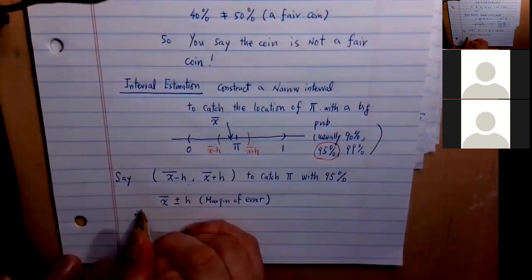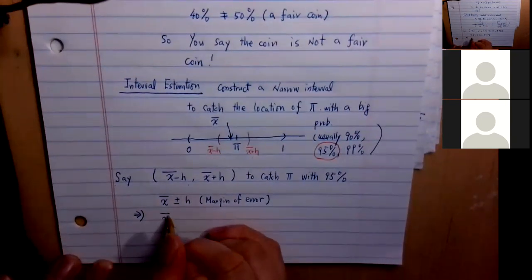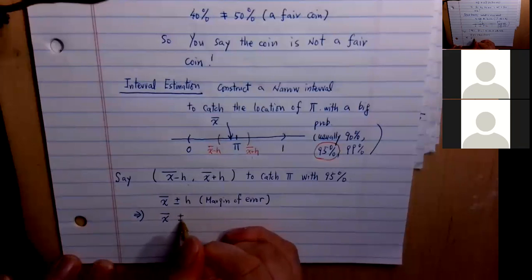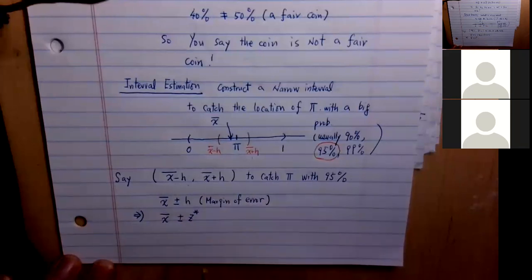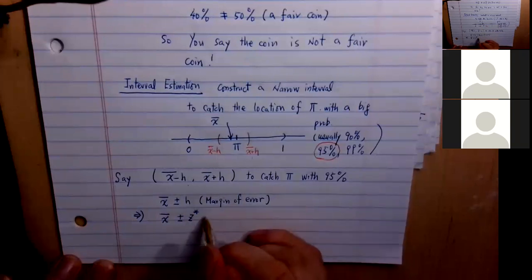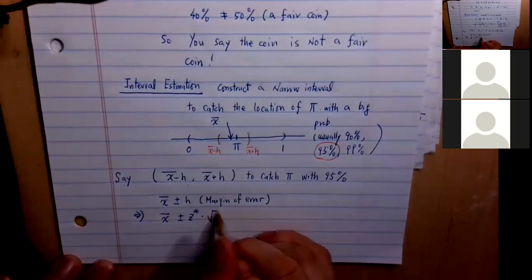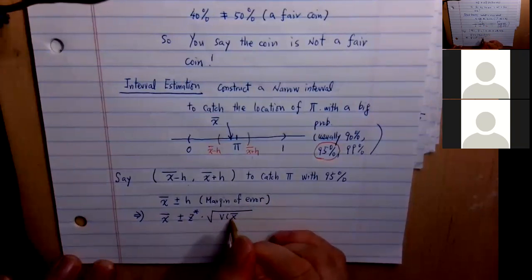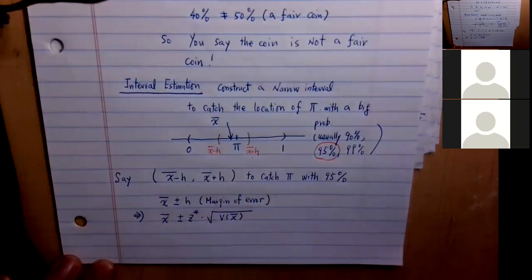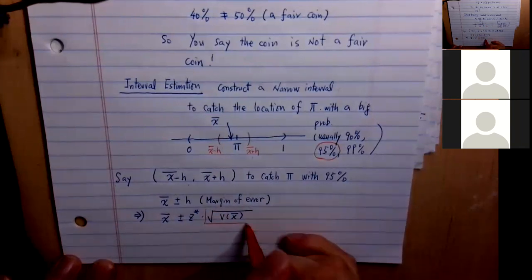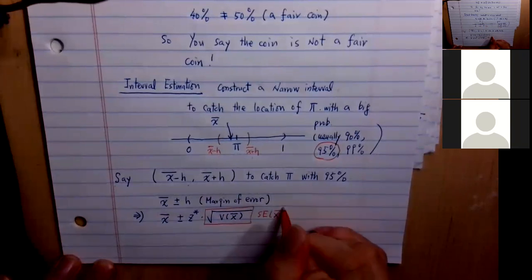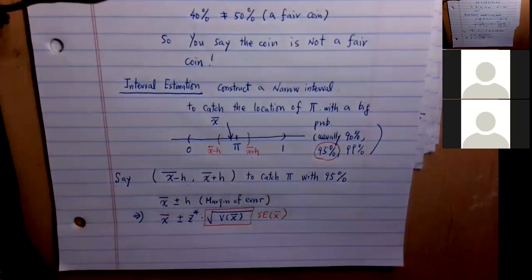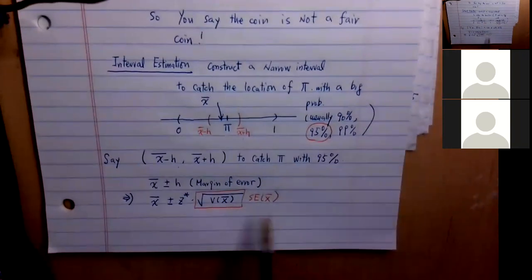Now, from the YouTube video, you see the derivation goes this way. X bar plus or minus Z star. Z star is called critical Z value. And times what? Square root of variance of X bar, okay? Or our textbook calls this SE X bar, okay? Remember, this is in the notes I post online, SE X bar, right?